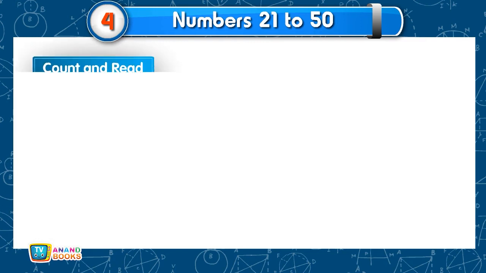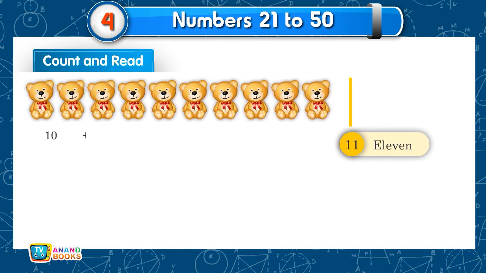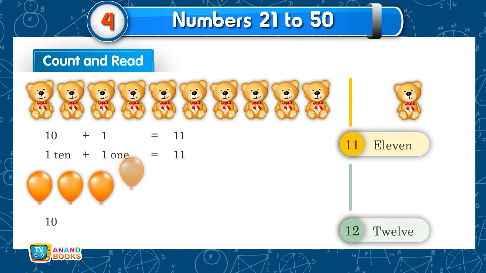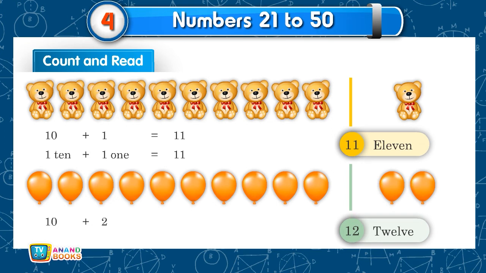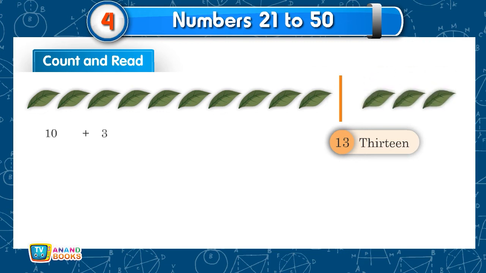Chapter 4, numbers 21 to 50. Count and read. 11. 10 plus 1 is 11. 1 ten plus 1 one is equal to 11. 12. 10 plus 2 is equal to 12. 1 ten plus 2 ones is equal to 12. 13. 10 plus 3 is equal to 13. 1 ten plus 3 ones is equal to 13.